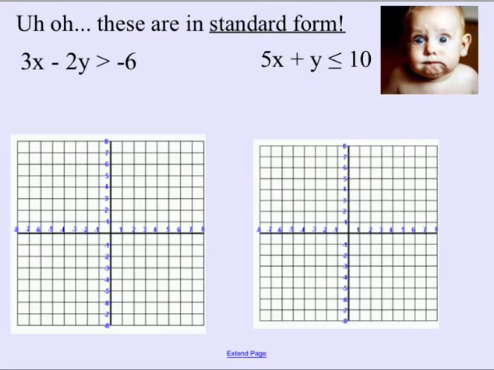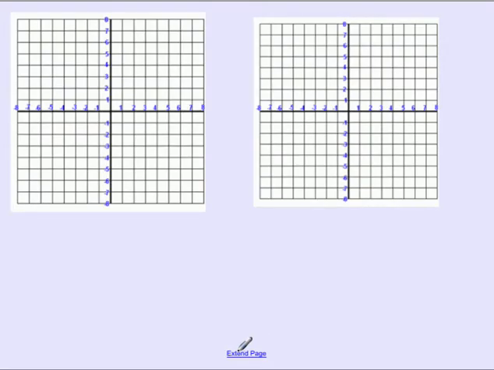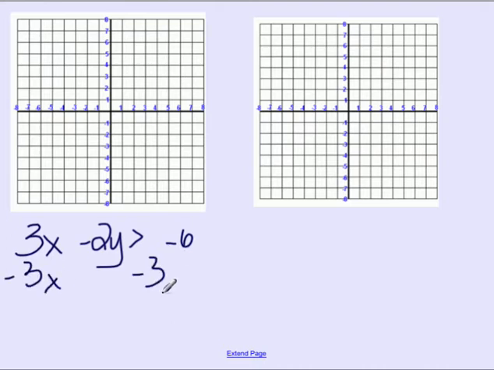All right, let's take a look at number 8. So we have 3x minus 2y is greater than -6. So now we want to solve this for y. Since that's a positive 3x, I want to subtract 3x from both sides. -2y is greater than -3x minus 6.